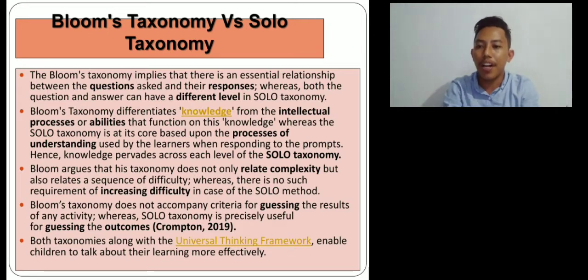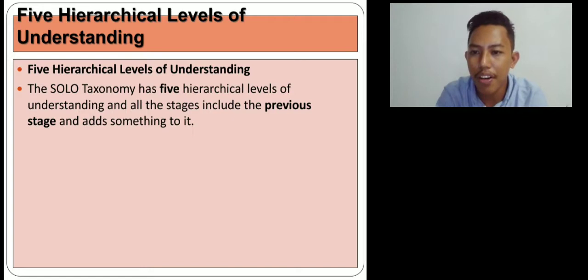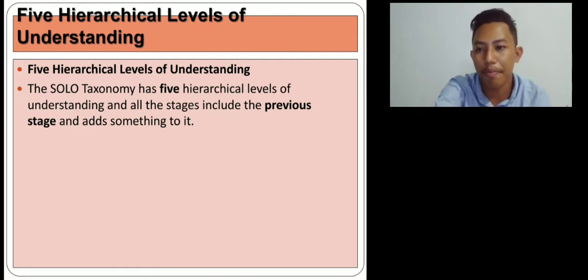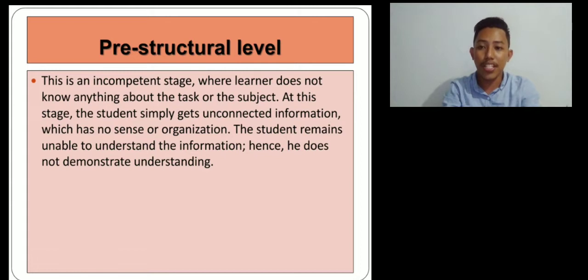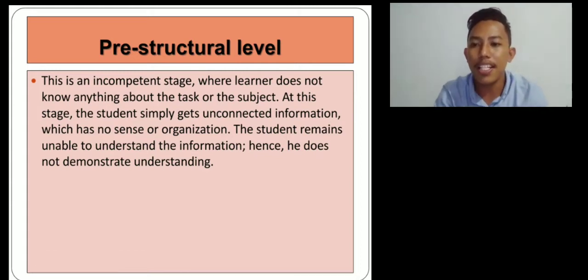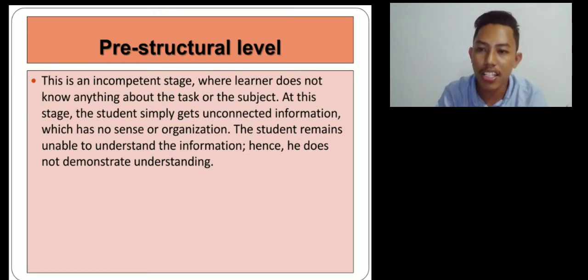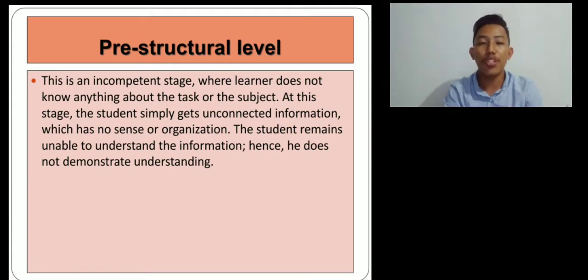So there are 5 hierarchical levels of understanding. The SOLO taxonomy has 5 hierarchical levels of understanding, and all the stages include the previous stage and add something to it. The first one is the pre-structural level. This is an incompetent stage where the learner does not know anything about the task or the subject. At this stage, the student simply gets unconnected information which has no sense or organization. The student remains unable to understand the information, hence he does not demonstrate understanding.